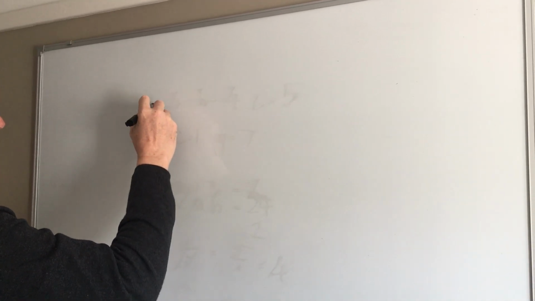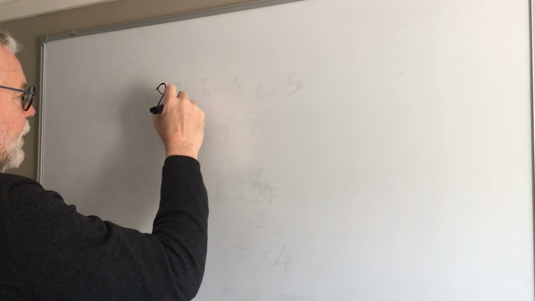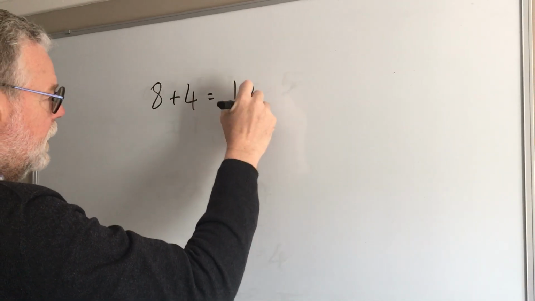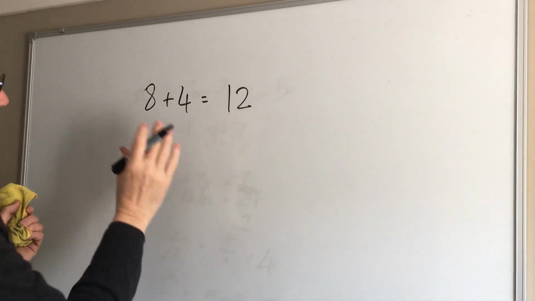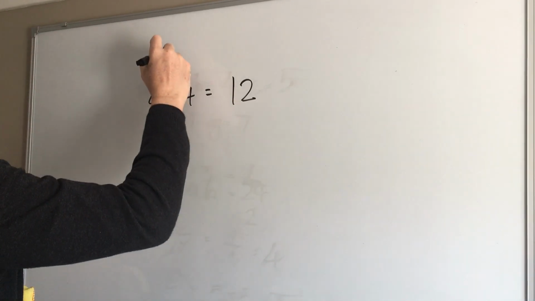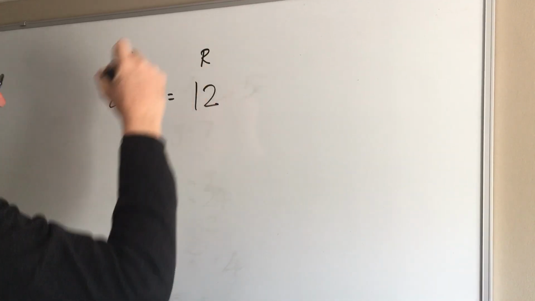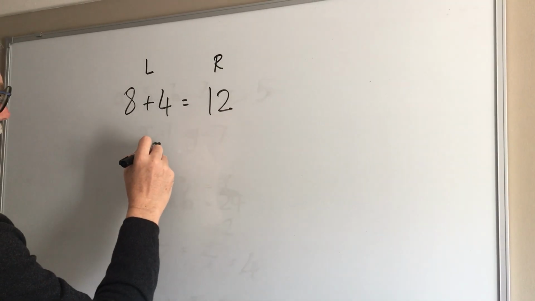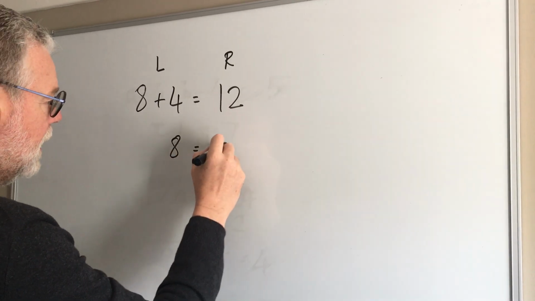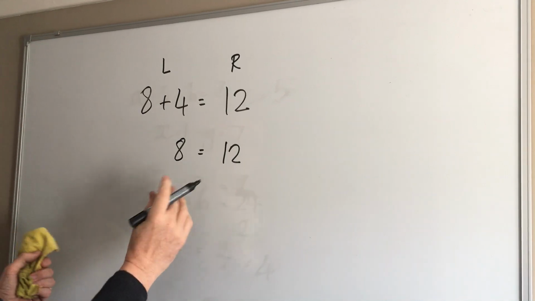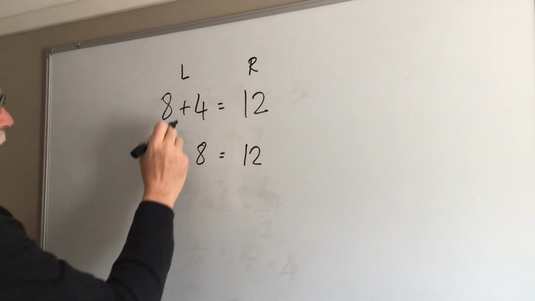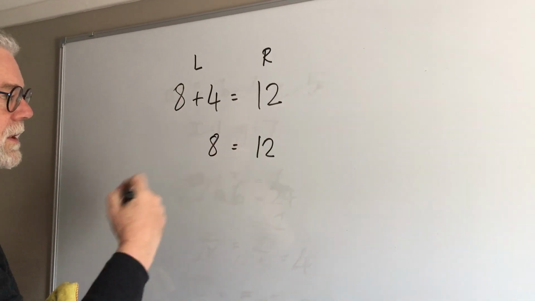So if I said to you 8 add 4 equals 12, we know it's balanced because it's 12 on both sides. Let's call that the left-hand side of our equation and call that the right-hand side. Now if I wrote it like this and said 8 equals 12, you can see immediately it's no longer balanced. We need to do something with this number 4 to help us.